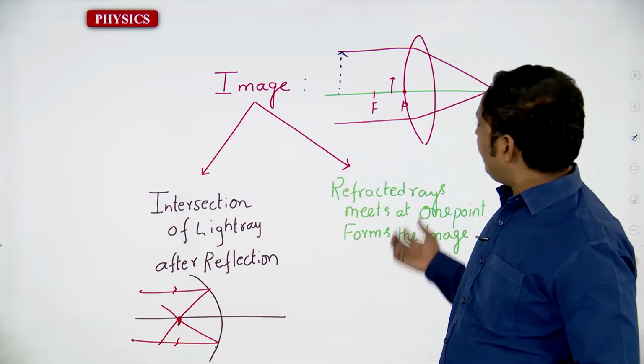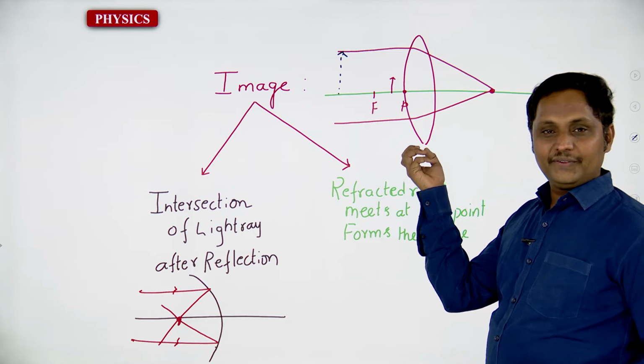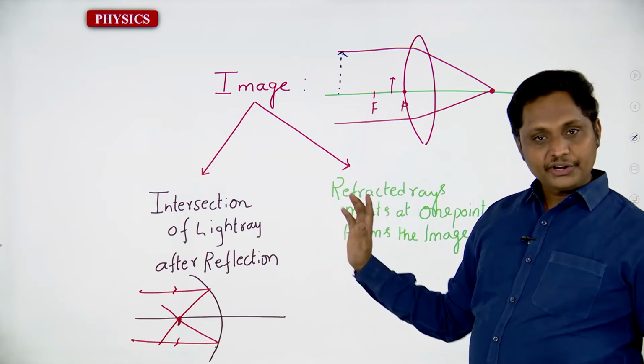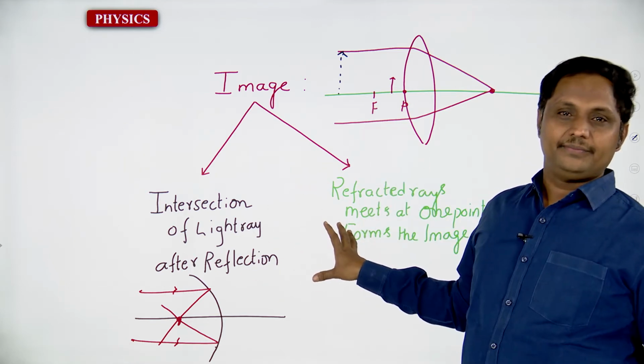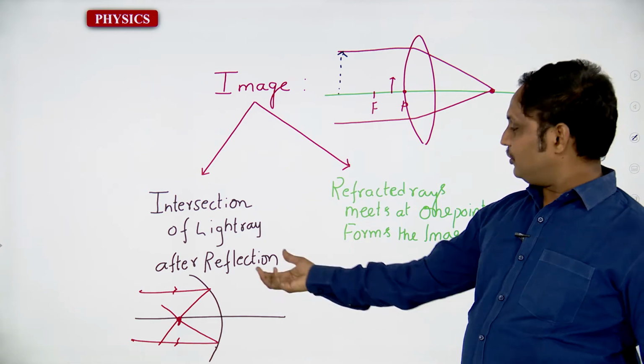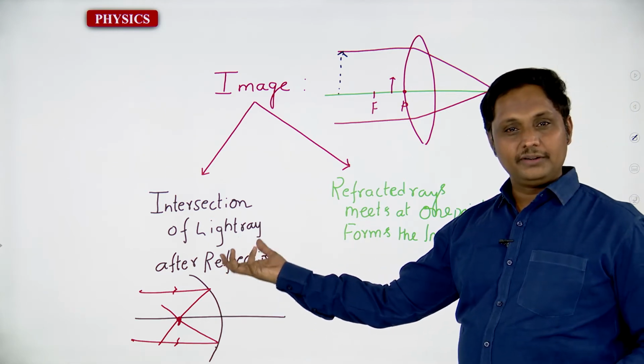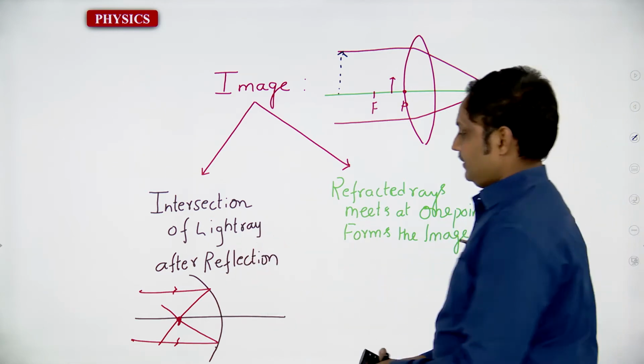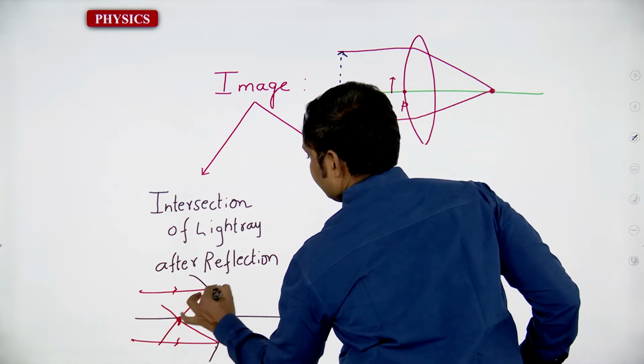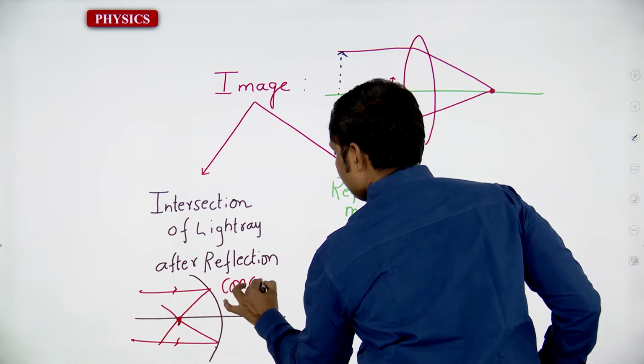This is the convex lens. That's what I am going to differentiate in both the cases. All right, we are going to talk about this one. This is the concave mirror.